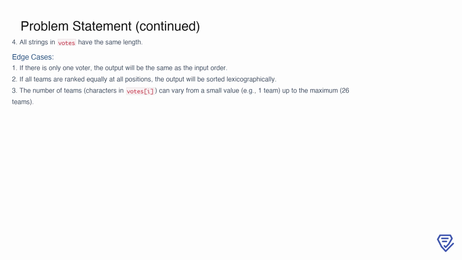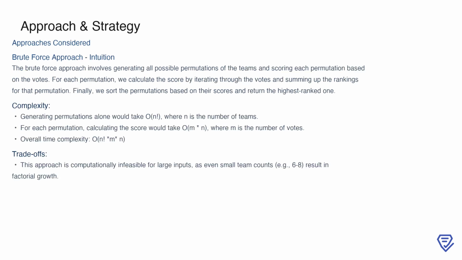Another edge case is when all teams have identical rankings across all positions, in which case the result is sorted lexicographically. Additionally, the number of teams can vary significantly, from just one team to the full set of 26 teams, depending on the input. To start, let's consider the brute force approach.